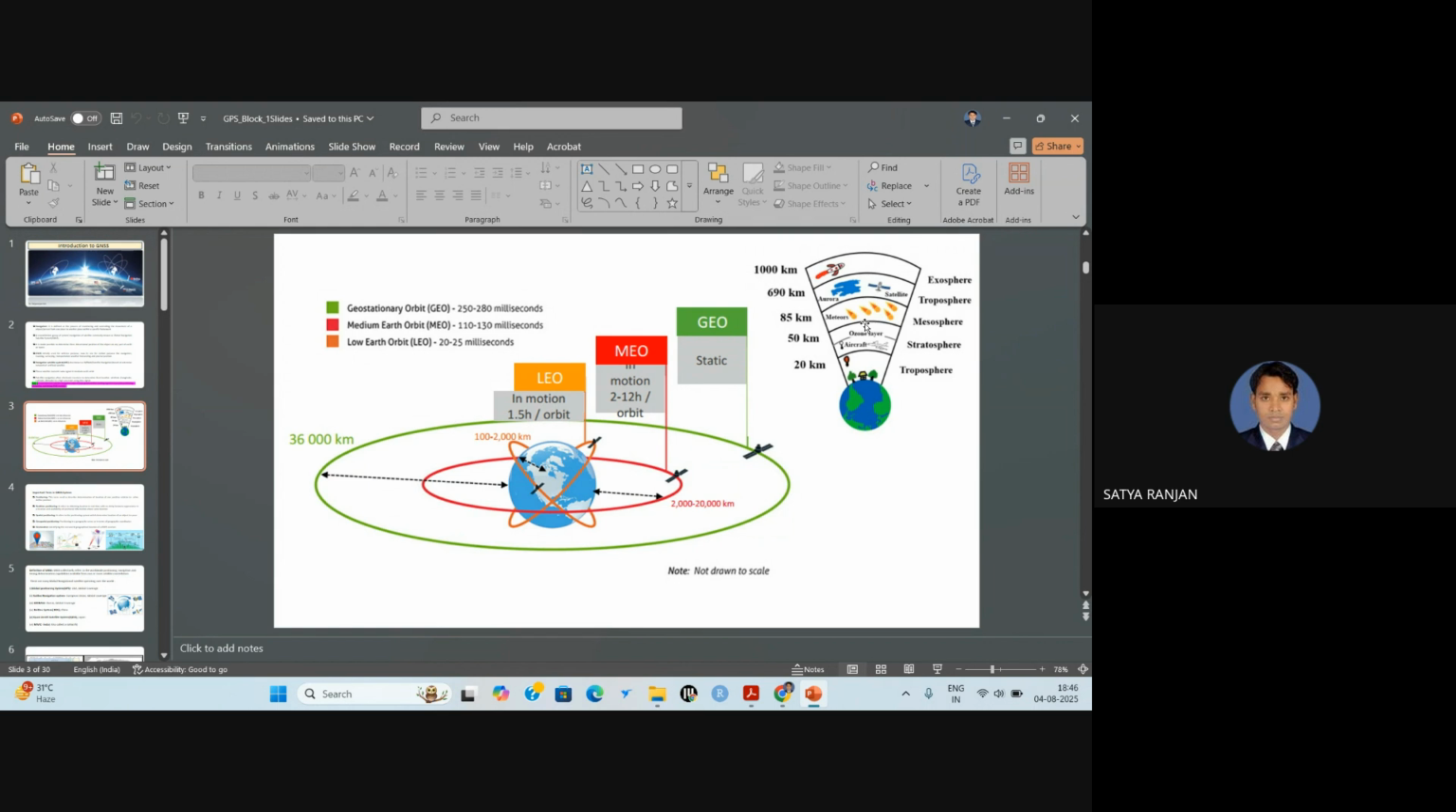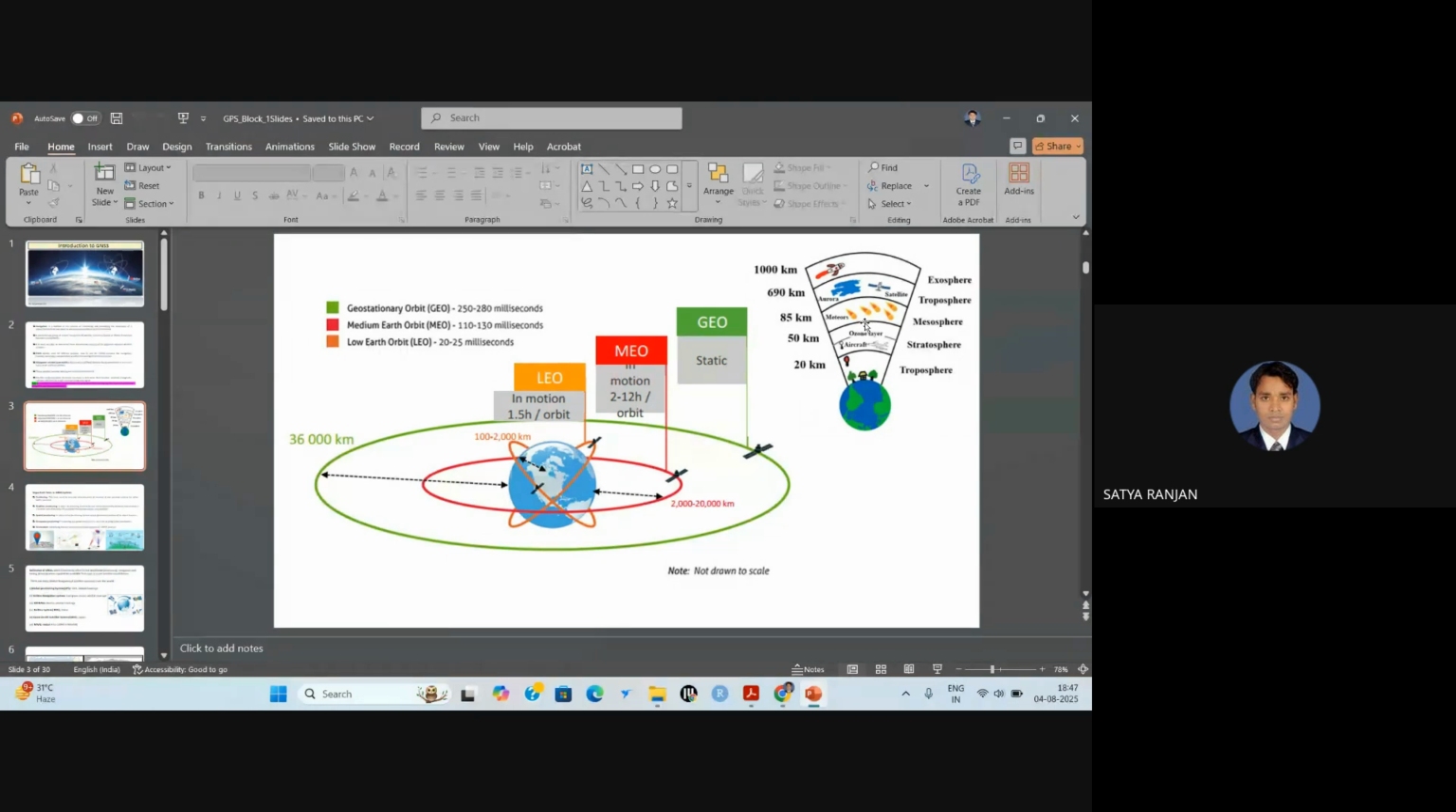So all these satellites are above 700 kilometers or 600 kilometers above the Earth. So there is the low Earth orbit, and then the medium Earth orbit is there. The height is between 2,000 to 20,000 kilometers, and most of the GPS satellites are in this zone. And after that, the geostationary satellites like the weather forecasting satellites are there.